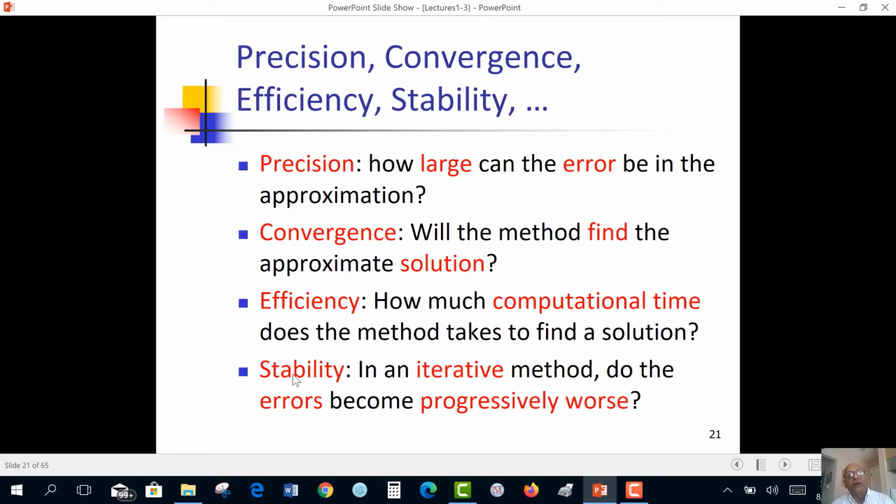And then finally, we are also interested in stability. In an iterative method where we do calculations repeatedly, we really would like to know, are the errors becoming progressively worse so that eventually the solution doesn't even make any sense? Or are the errors remaining relatively stable, controllable?